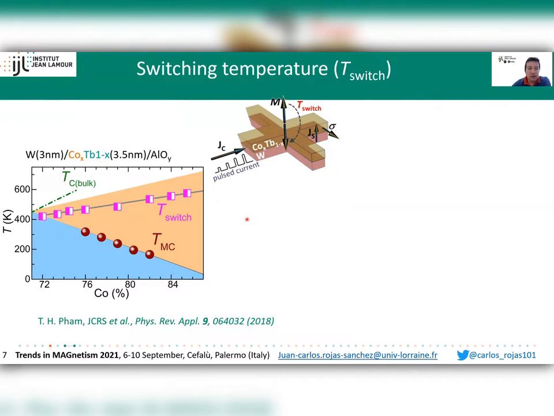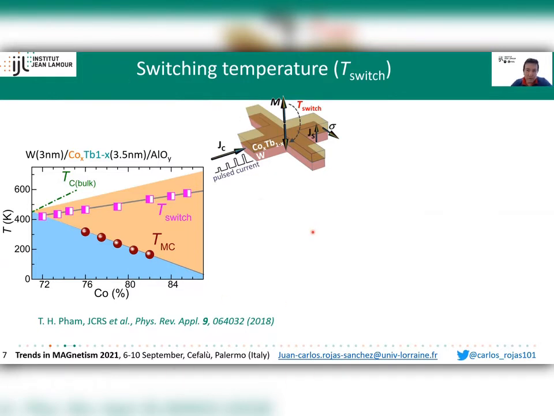We call this characteristic temperature the switching temperature, as shown here as a function of the cobalt composition in this cobalt terbium ferrimagnet alloy. It increases with cobalt concentration, as does the Curie temperature, and opposite to the magnetic compensation temperature, which decreases when we increase the cobalt concentration. Also, I'm not showing it here, but the angular compensation temperature also decreases when we increase the cobalt concentration. So this is the experimental side of our results.